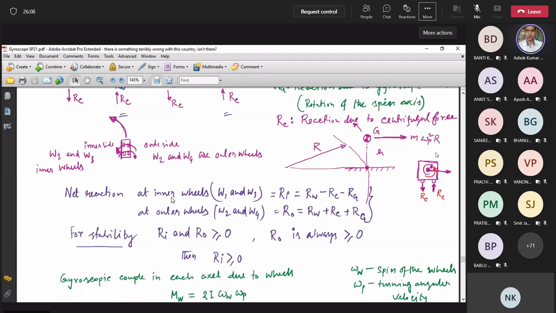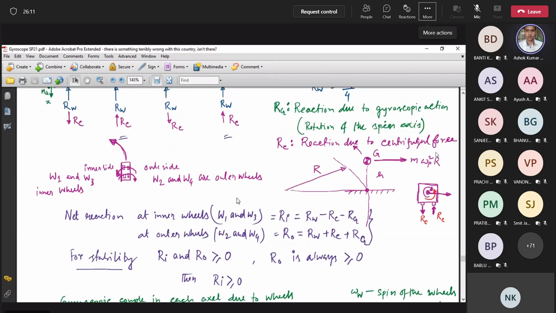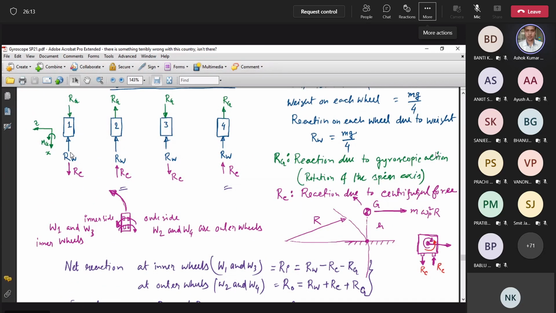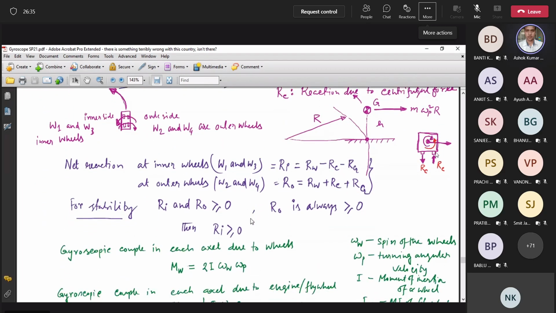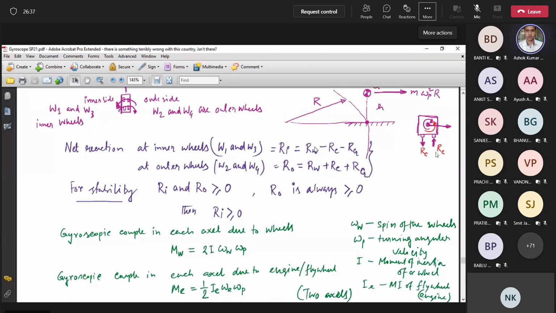So if you add the inner wheel reactions, you'll see this is RW. RW is positive, minus RC, minus RG. Same thing for wheel 3, but for wheel 2 you see RC plus RW plus RG. Okay, so this way we have written the reactions on each wheel, inner wheel and outer wheel.